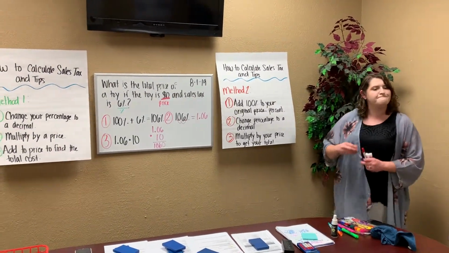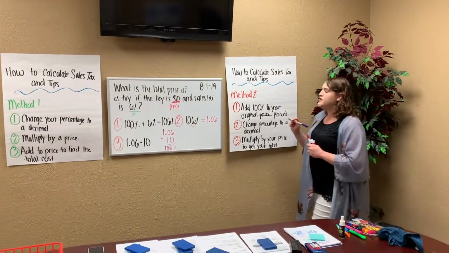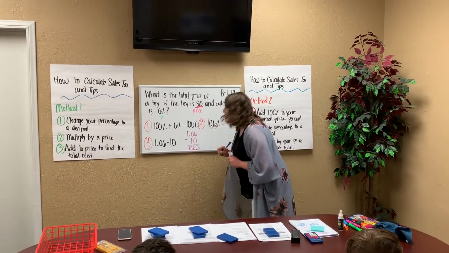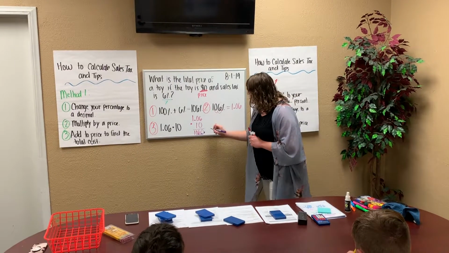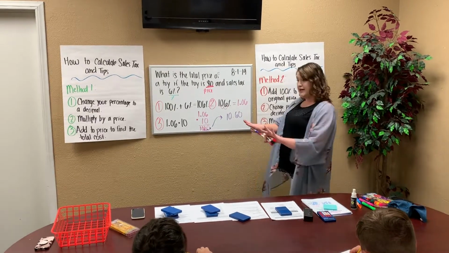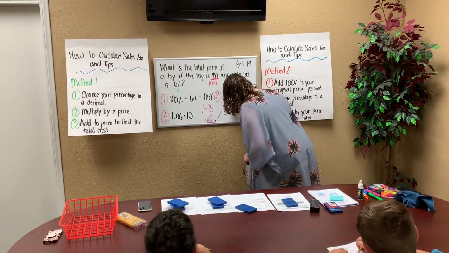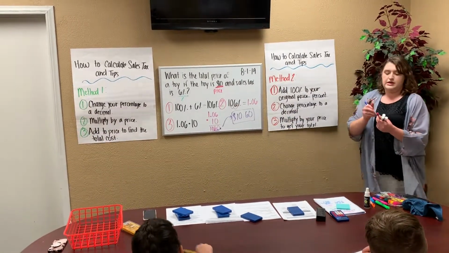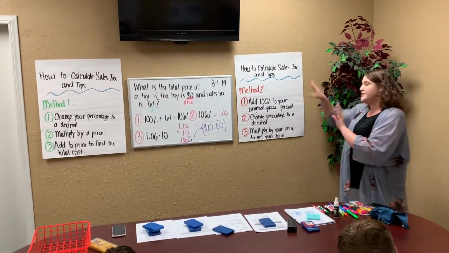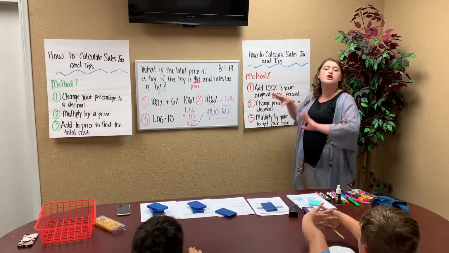Wait, am I missing something? Yes. What am I missing? My decimal. How many times do I have to move it? Twice. I'm going to go once, twice. I ran out of room. So now what is this number? 10.60. But we're talking about money, so I need to add a dollar sign. So now this is $10.60. Do we see how we got the exact same answer? Yes. So if you do method 1 or method 2, it's the same answer.